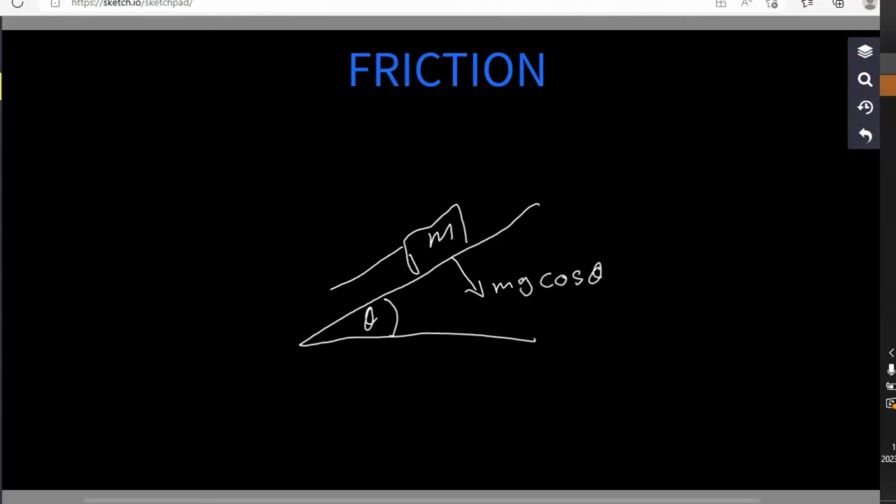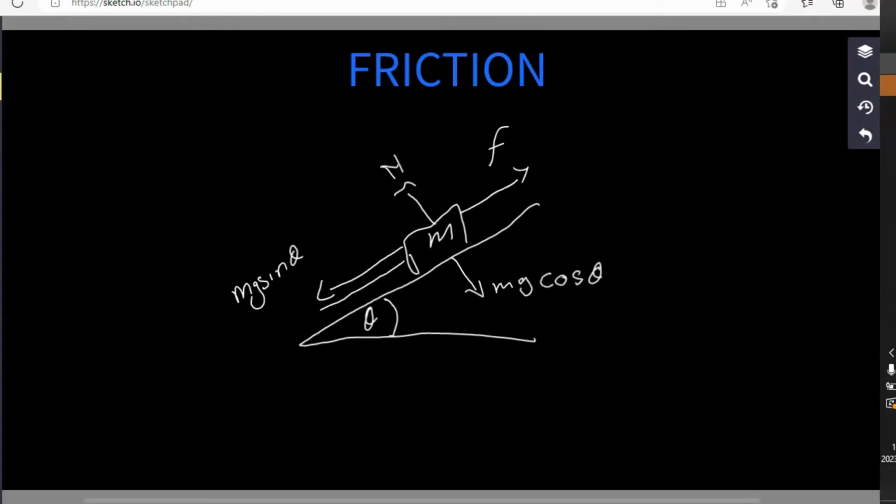We are having a force in that direction, which is what? mg sine theta, it's mg sine theta. And we're going to have the normal direction. Now, we apply a force which is pulling the block up the slope. Let's give it F, say it's force F.